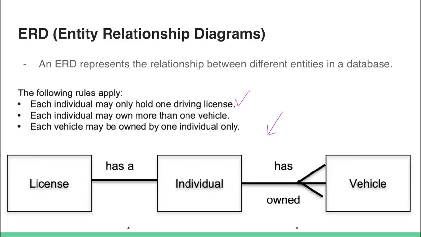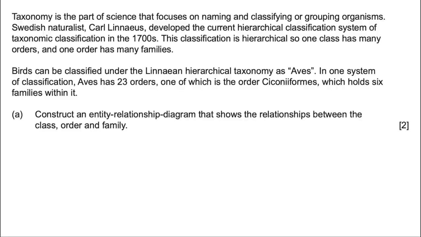So there's one arrow between a license and individual and some helpful text. Each individual may own more than one vehicle. Hence, we have this arrow right here with multiple arrows pointing to vehicles. And each vehicle may be owned by one individual only. So right here, if we had multiple individuals holding multiple vehicles, we'd probably have multiple arrows as well. So that being said, let's look at an example just to give you a better idea of how this works and how you draw these diagrams.